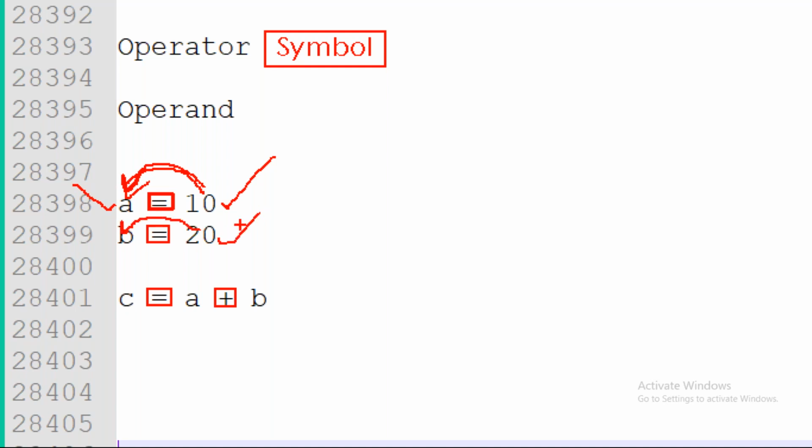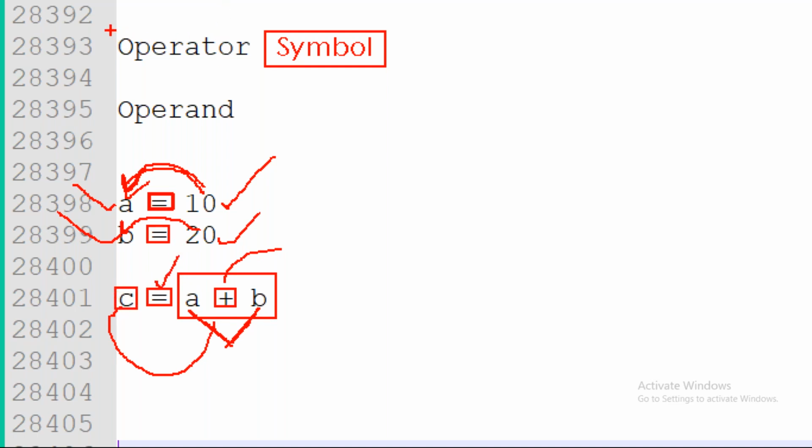Again here both are operands. And here this plus operator is applying between a and b. So here both a and b are the operands, and plus is the operator. The result of a plus b is assigned to c. Again c is also an operand, and equal is the operator.